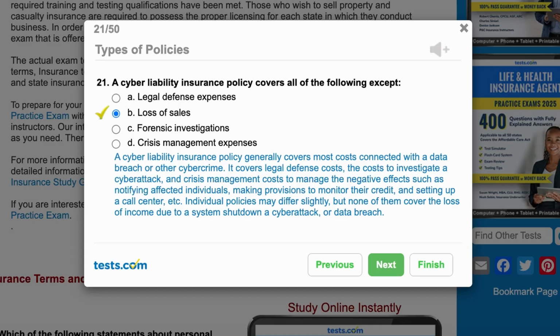cyber crime. It covers legal defense costs, the cost to investigate a cyber attack, and crisis management costs to manage the negative effects such as notifying affected individuals, making provisions to monitor their credit, and setting up a call center, etc. Individual policies may differ slightly, but none of them cover the loss of income due to a system shutdown, a cyber attack, or data breach.